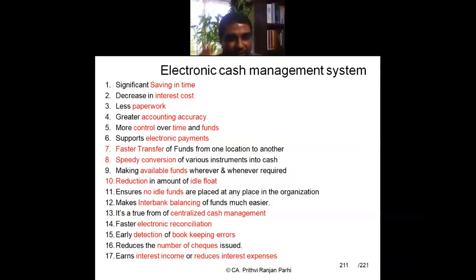Then electronic reconciliation is possible, centralized cash management is possible, early detection of bookkeeping errors is also possible, it reduces the number of checks issued, funds can be transferred without issuing checks, online transfers are possible, it earns interest income and reduces interest expenses. These are some features of electronic cash management system.